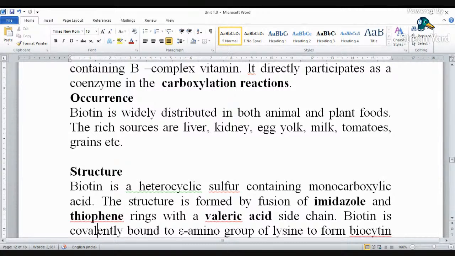Rich sources are liver, kidney, milk, tomato, egg yolk, grains, etc. Egg yolk म्हणजे yellow part, eggs मधला yellow part. So what are the sources? Liver, kidney, egg yolk, milk and tomato and grains, etc.